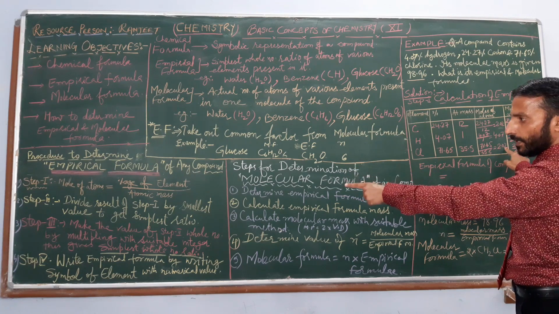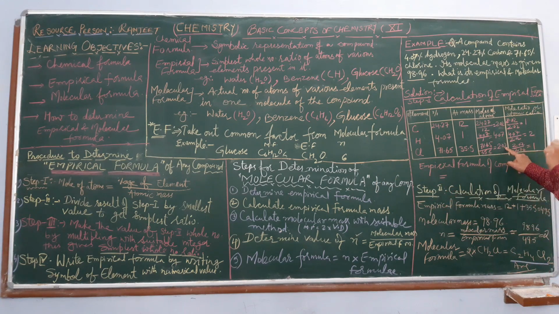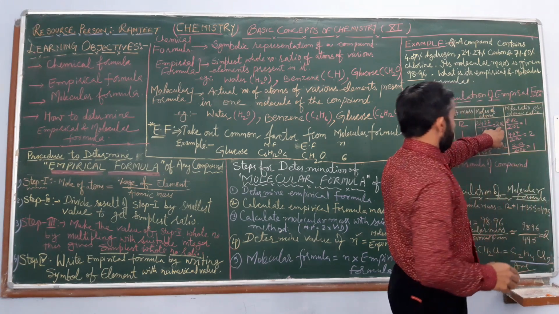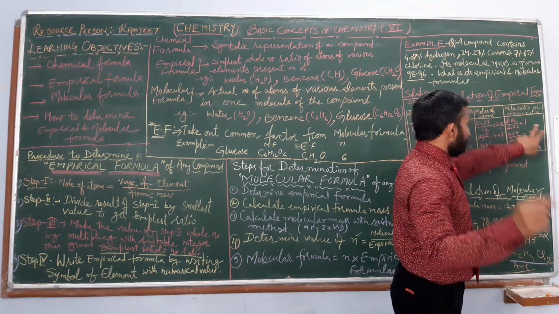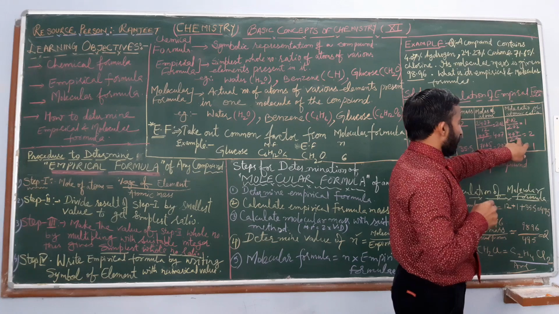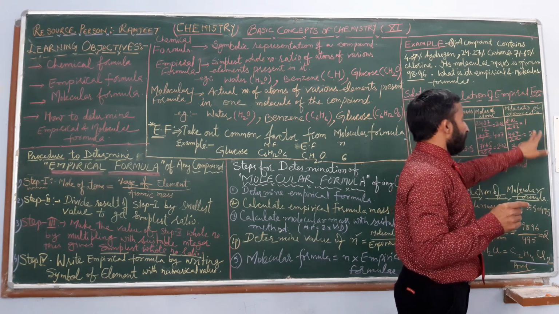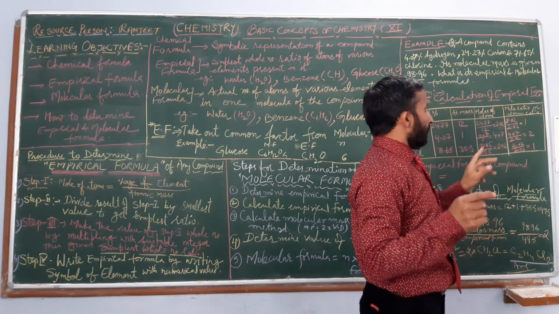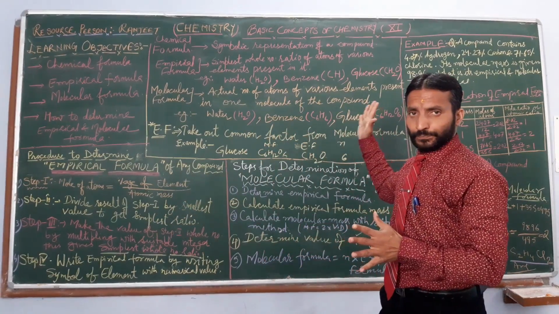Divide the result of step 1 by the smallest value to get the simplest ratio. We need the simplest whole number ratio. Here 2.02 is the smallest number, and we will divide all the results we have obtained by it. So 2.02 divided by 2.02 gives 1, 4.07 divided by 2.02 gives 2, and 2.02 divided by 2.02 again gives 1. So now we have the mole ratio, or atomic ratio, that is the simplest ratio. This step 2 we have done.